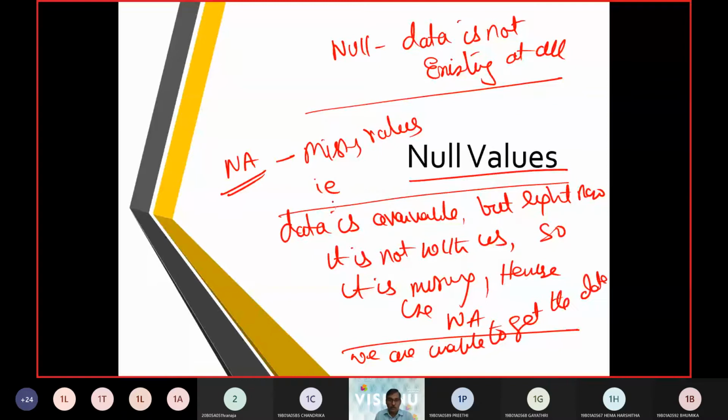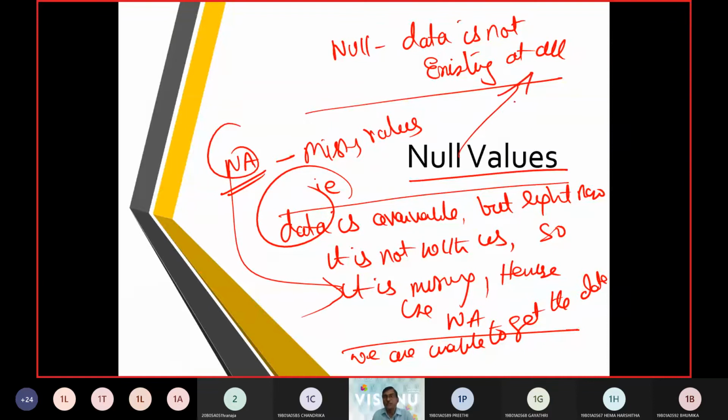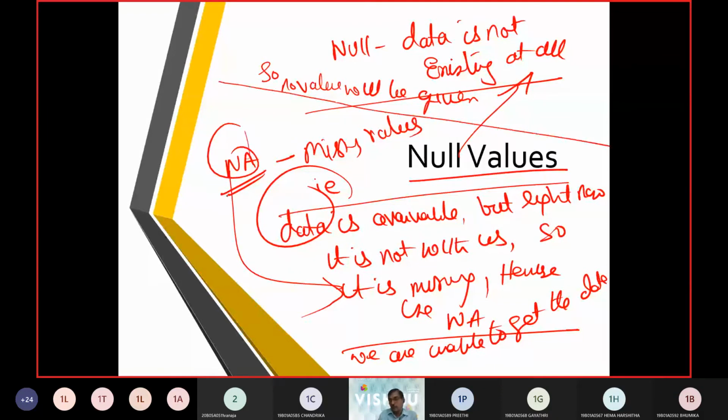So this is what it is going to show for NA. Null data is not existing at all, so no value will be given. So that is the key takeaway you should understand between null and NA. In Python and R, we frequently use NA. NA is nothing but a missing value.